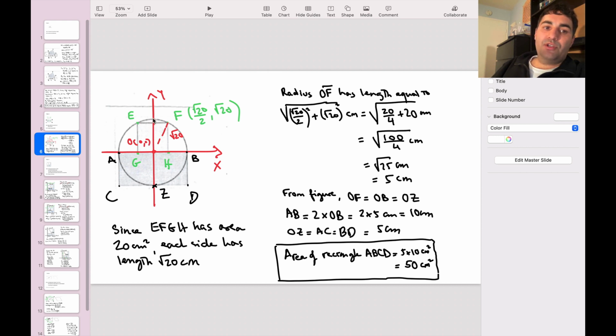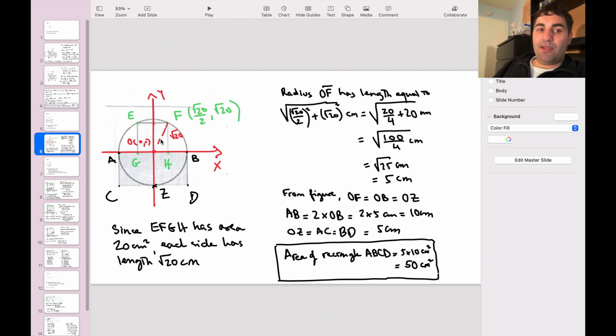So we know from geometry that if a line bisects a chord and is perpendicular to that chord, then that line will pass through the center of the circle. So we know that the x and y axes will intersect at the center of this circle. We know that square EFGH has area 20 centimeters squared, so each side is going to have length square root of 20 centimeters.